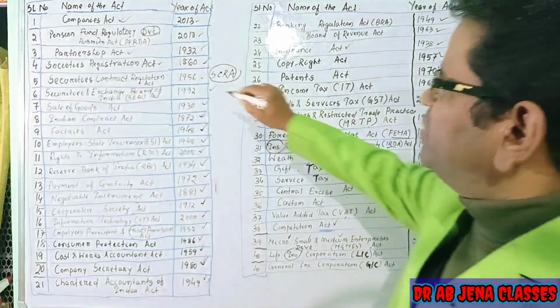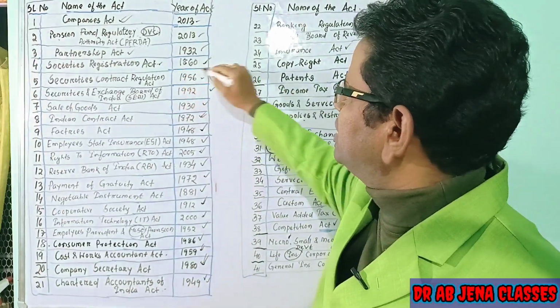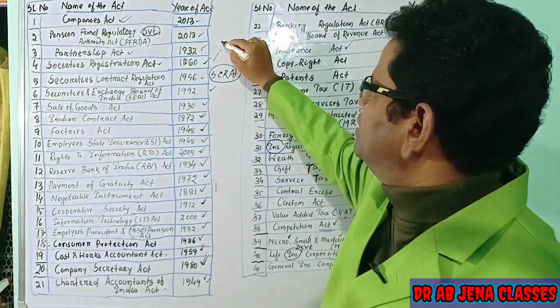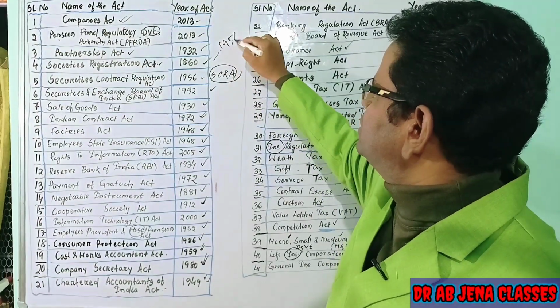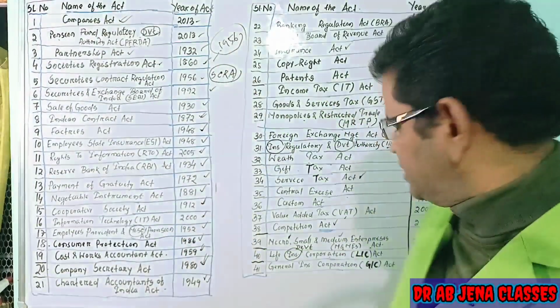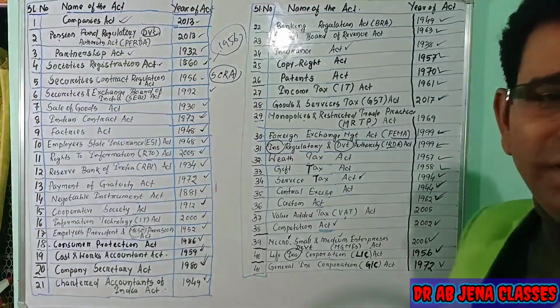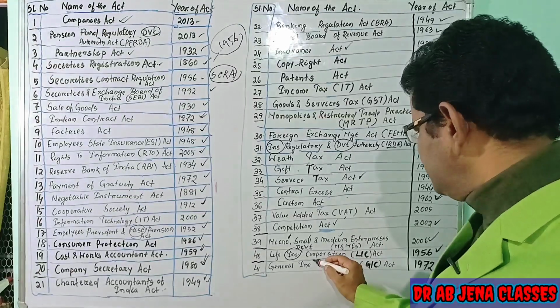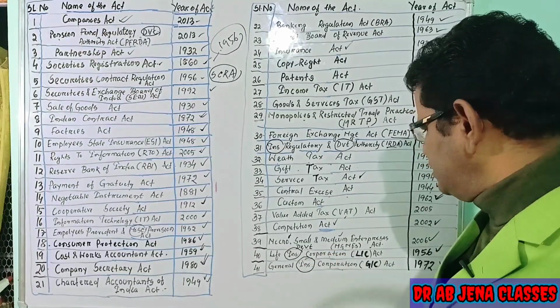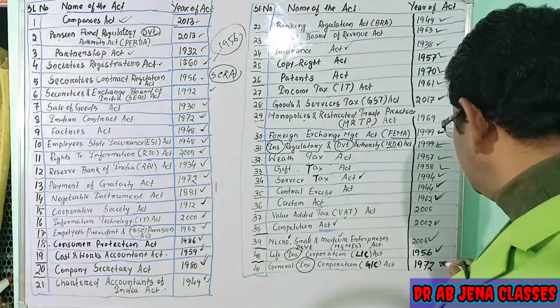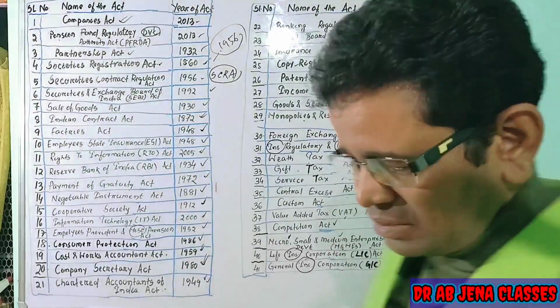You can easily remember it with the Securities Contracts Regulation Act. Earlier, the old Companies Act was also 1956. Next, last but not least in today's discussion, is the General Insurance Corporation, GIC. The GIC Act is 1972.